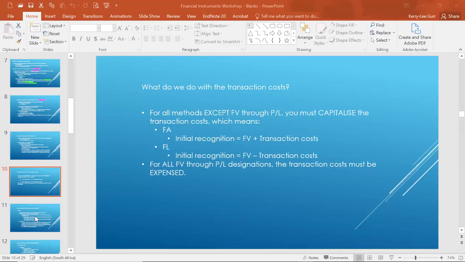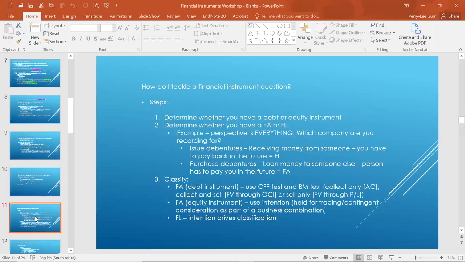Okay, so it looks like we are all on the same page and we are getting the hang of this strange thing called financial instruments. So really what we've done the whole time is we've basically gone through these steps as I've taken you through the general theory. First of all, to determine whether we have a debt or an equity instrument. We said debt, what buzzwords are we looking for? We're looking for loan, we're looking for bond, we're looking for debenture. Those are going to be a form of debt instrument.